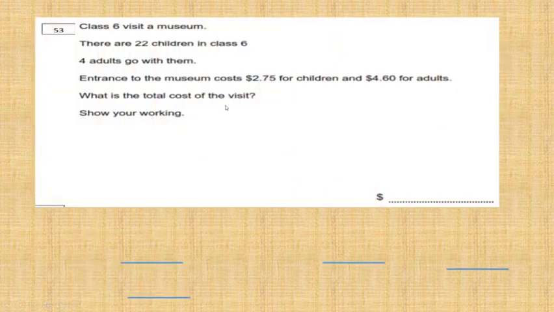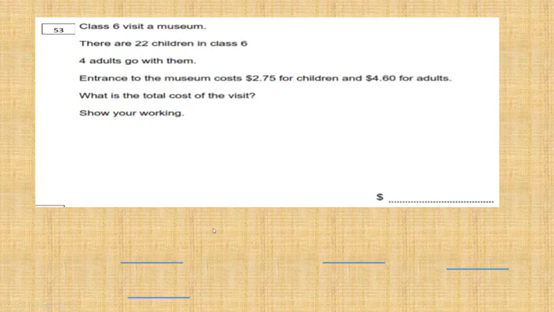Here in this question, it's a little bit complicated, but it's easy at the end. Class 6 visits a museum. There are 22 children in class 6. 4 adults go with them. Entrance to the museum costs $2.75 for children and $4.60 for adults. What is the total cost of the visit? Show your working. So first I have to divide this question into two main parts, to calculate the cost for children and calculate the cost for adults.